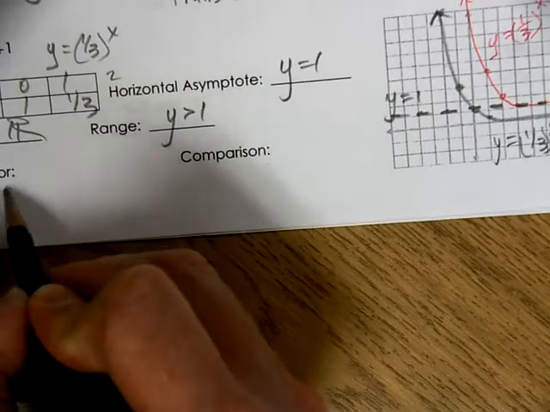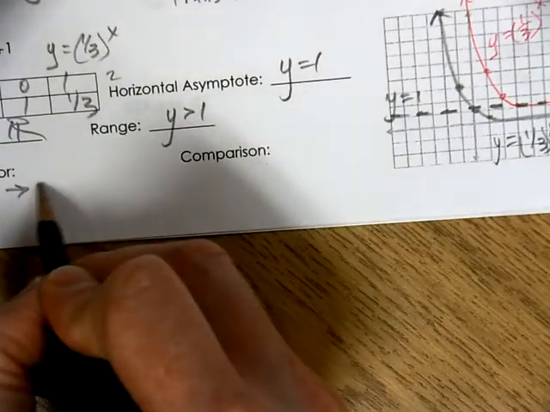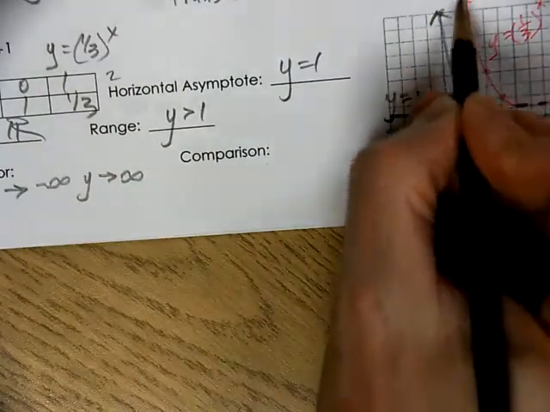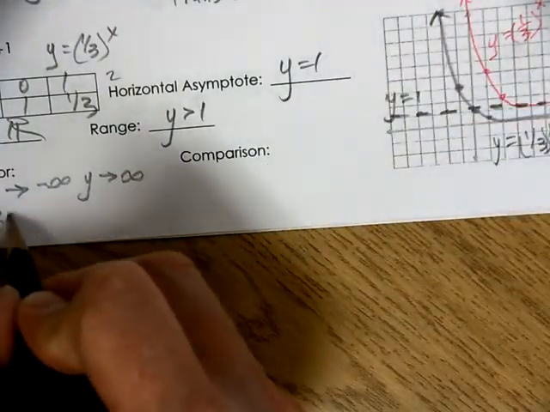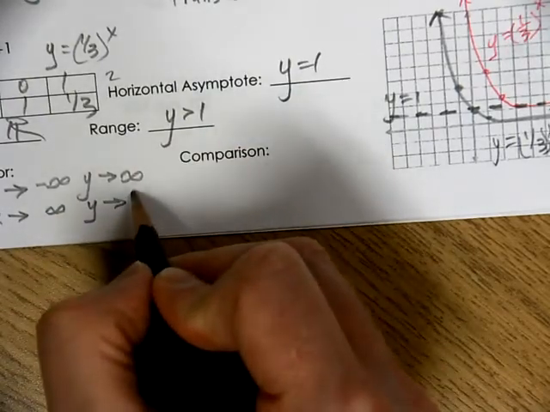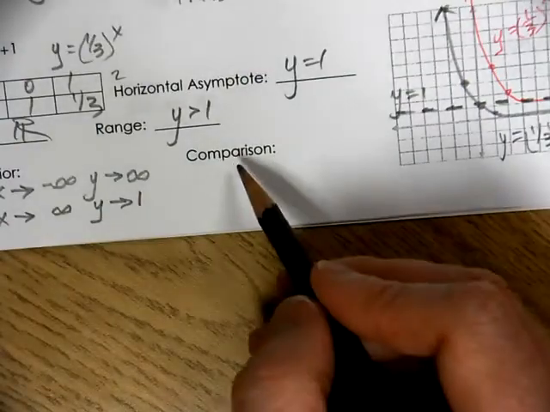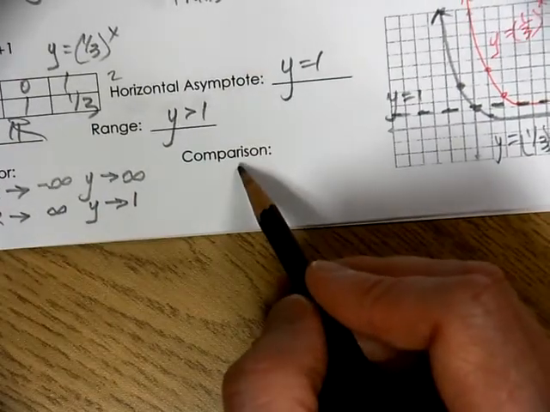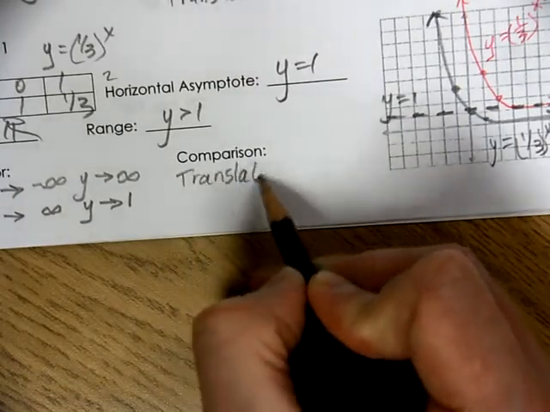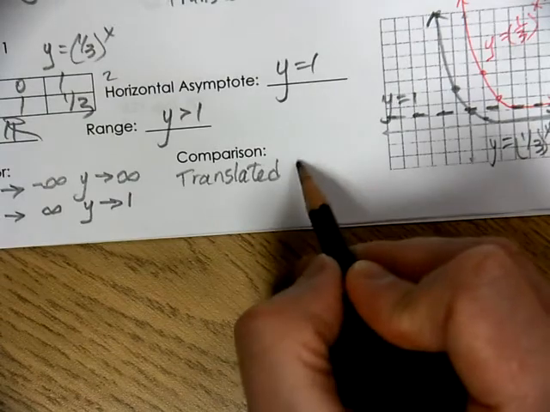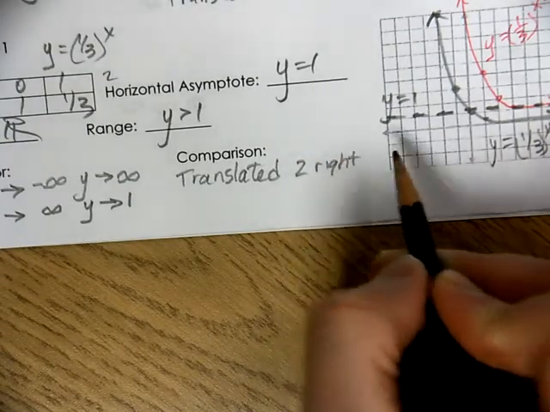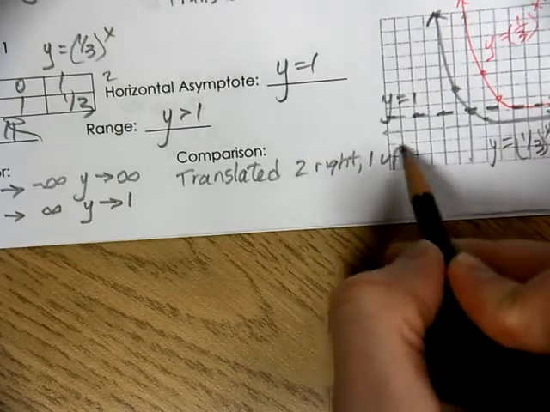And behavior, the graph is going upwards, and as x moves to the right, we know it approaches the k value, which is 1. The only transformation that it has is a translation: two right and one up.